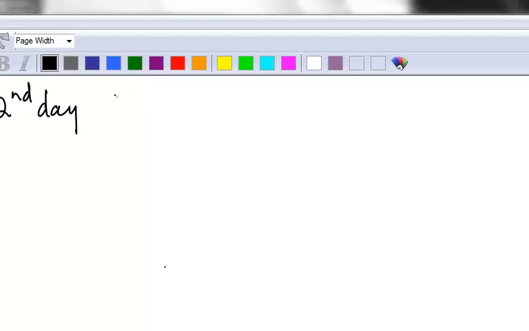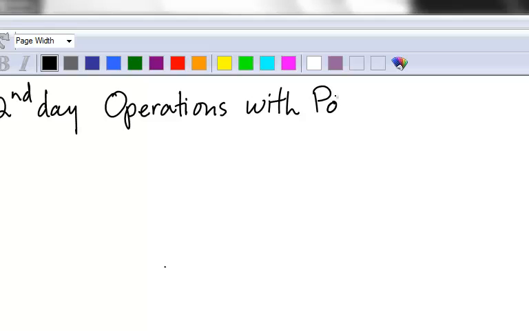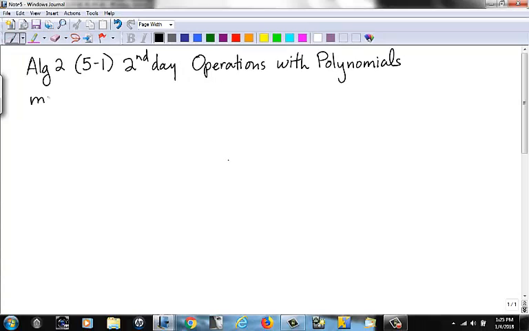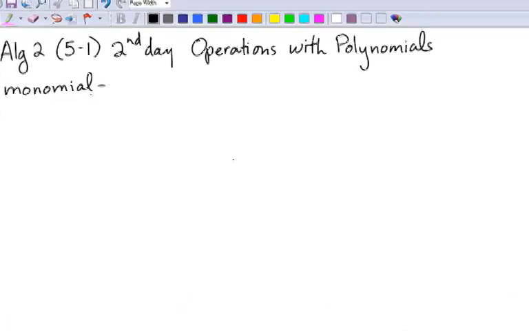This is still operations with polynomials. Everything that we did yesterday was basically I split it up into the monomials. We did all the rules for the exponents yesterday. Today, the first thing the author goes back and reviews definition-wise for a monomial.